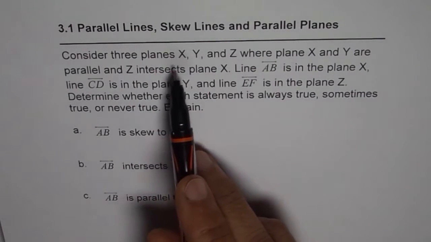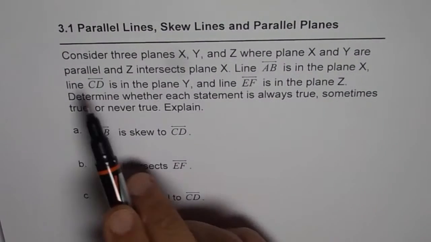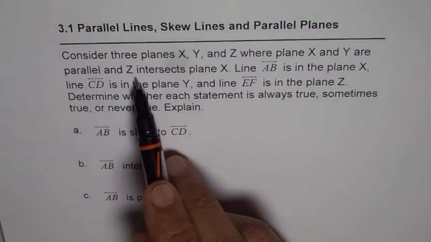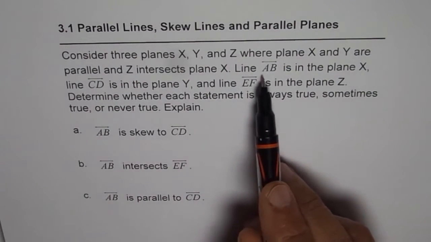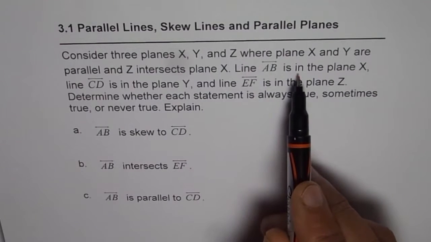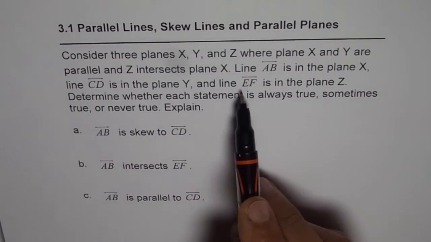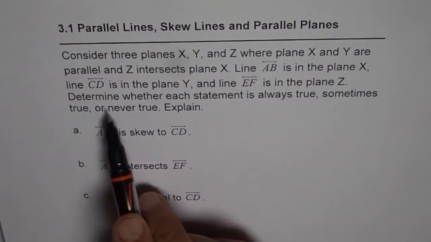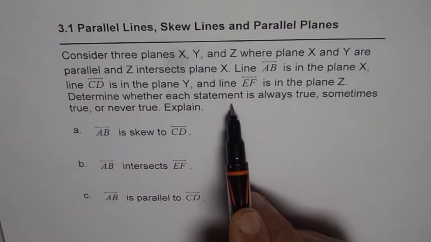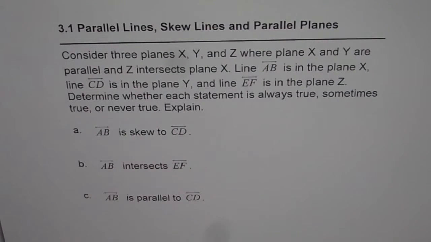Consider three planes x, y, and z, where plane x and y are parallel, and z intersects x. Line AB is in the plane x, line CD is in plane y, and line EF is in plane z. Determine whether each statement is always true, sometimes true, or never true.